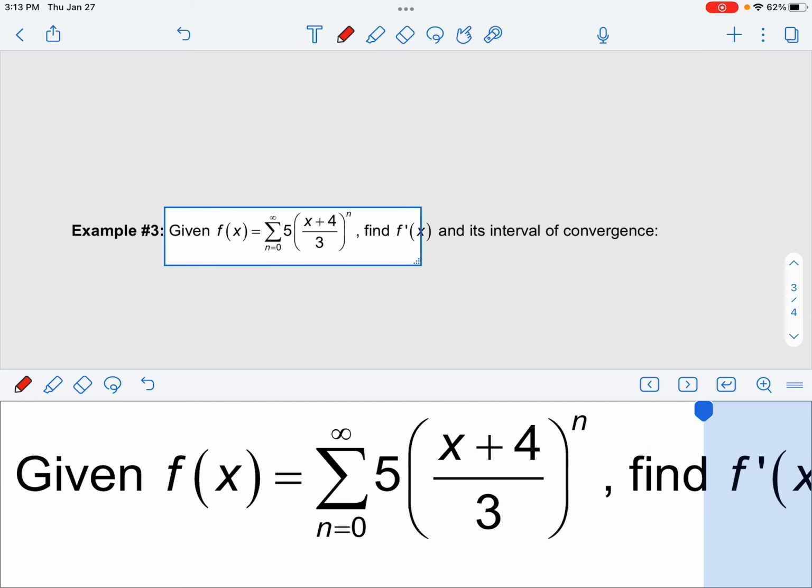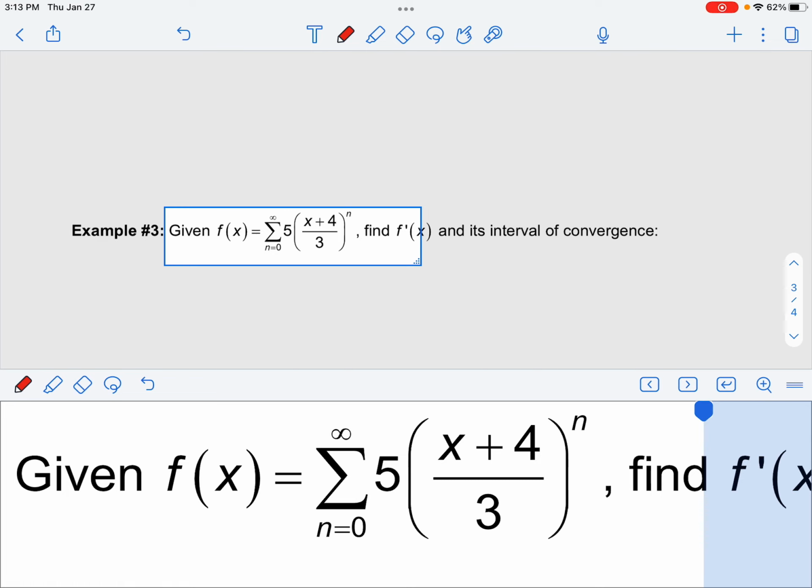Given the same function from group problem 1, we have f of x equals this series, the sum from 0 to infinity of 5 times the quantity x plus 4 over 3, all to the n. It says find f prime of x and its interval of convergence. The interval of convergence part is the same as group problem 1, because it's the interval of convergence for f. So I'm not going to do that. Let's just focus on finding f prime.